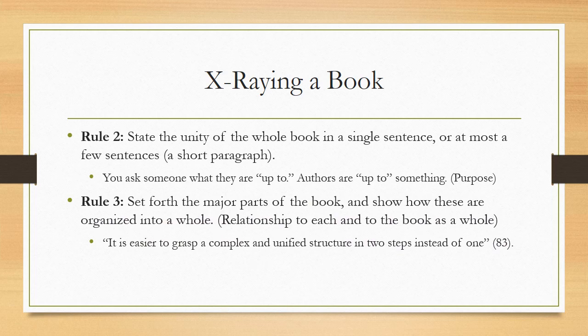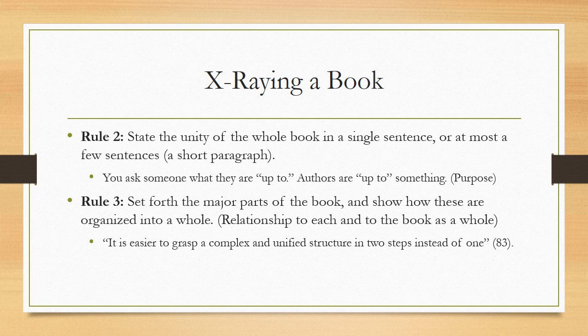Rule 3, set forth the major parts of the book and show how these are organized into a whole. So once you've got that sentence or a few sentences that say, this is what this book is about, then you go through and look at the different parts. So maybe the chapters, maybe the subheadings within chapters, and see what is the structure? How is it organized? So this is very much like inspectional reading from last time, where you get a sense of the main thing, what it's about, and then you look at the parts to see how that thing is put together.